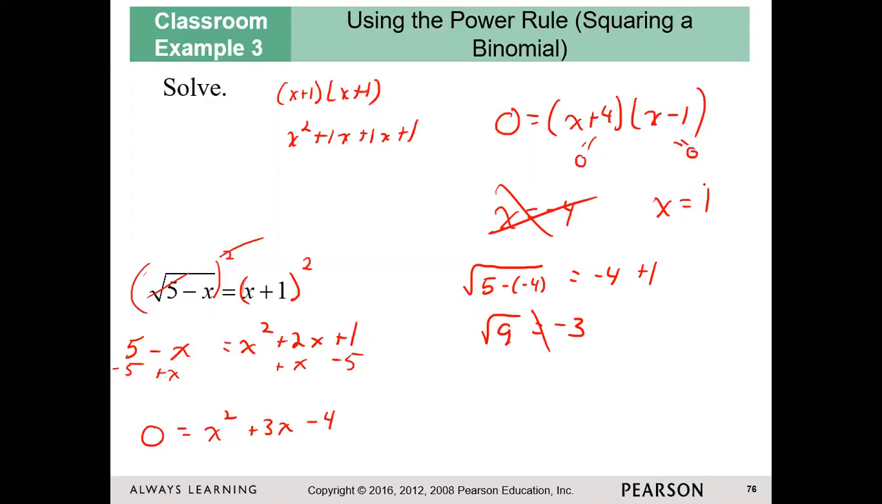So my guess is that this will probably be fine, and it is. So if you do 5 minus 1 equals 1 plus 1, you get the square root of 4, which is 2, and 1 plus 1 is definitely 2. So this is our valid solution, and the -4 is not.